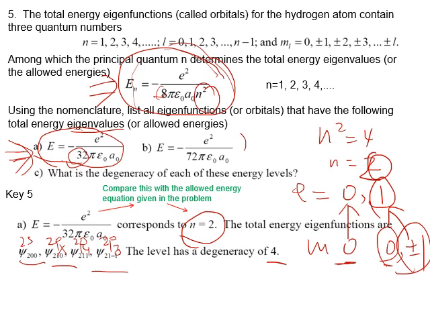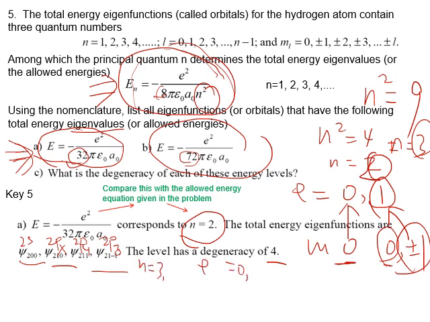Let's look at the second one. In order for the energy to be this equation, n squared must be 9, because 9 times 8 gives you 72. So n squared is 9, therefore n equals 3. So what is L? When n equals 3, L can be 0, 1, or 2. So that's the 3s orbital, 3p orbital, and 3d orbital.